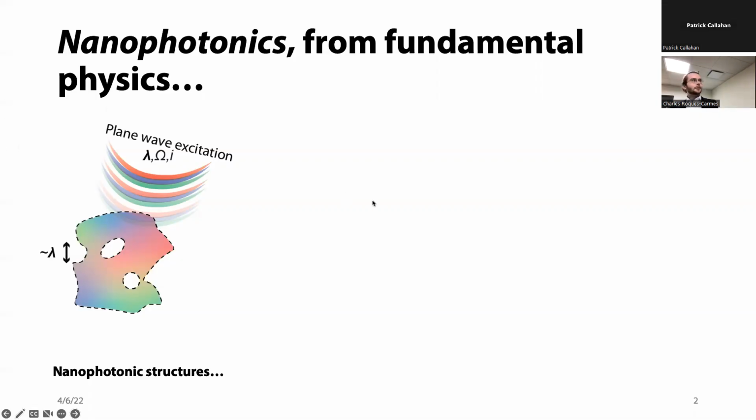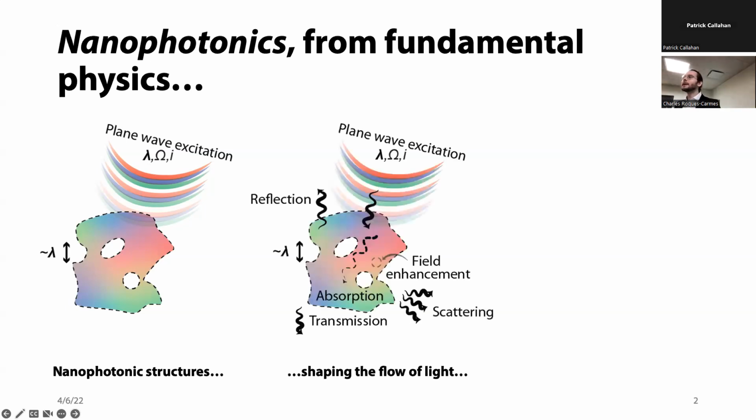So in nanophotonics, we consider what we call nanophotonic structures. And their main characteristic is that they're patterned at the scale of an optical wave. And due to that, they significantly modify the way that light propagates through them, and typical properties that we think of in microscopic terms like reflection, transmission, scattering can be significantly altered by those structures.